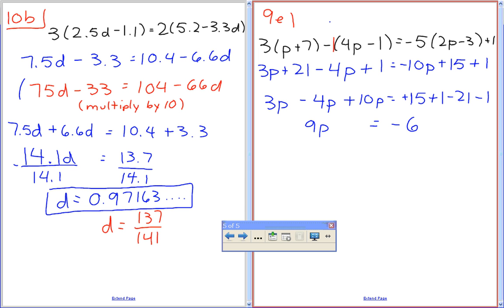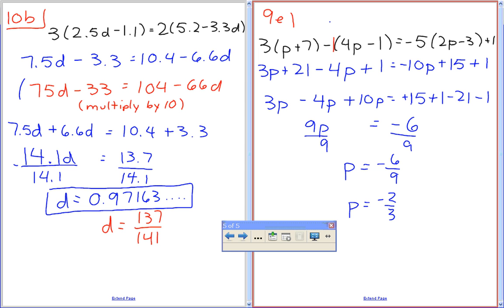We're good? Final step. Final step is what? Divide by 9. Now this is where I need everyone to be awake and alert. I say that P is equal to negative 6 over 9. Am I right? No, I'm certainly not right. Tori, what is it correct? It's certainly not in lowest terms. 2 over 3. So p is actually equal to negative 2 over 3.